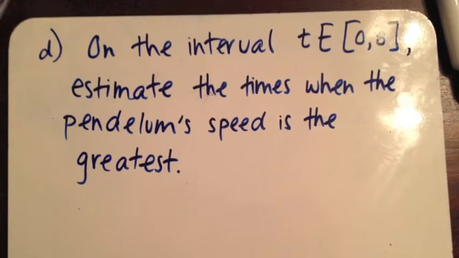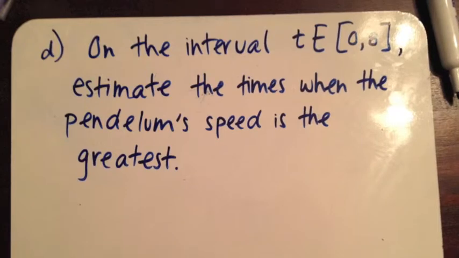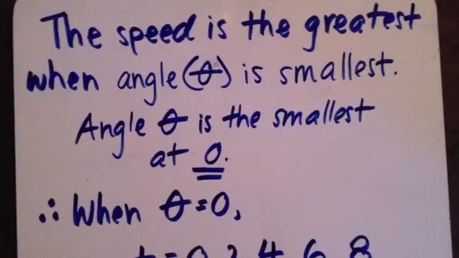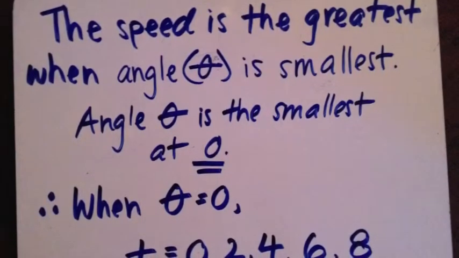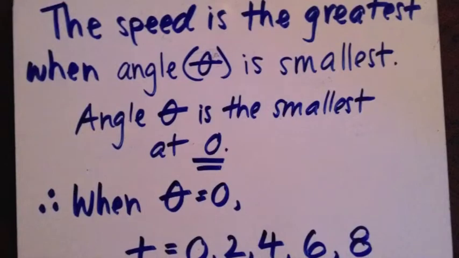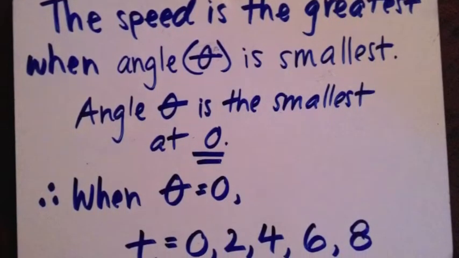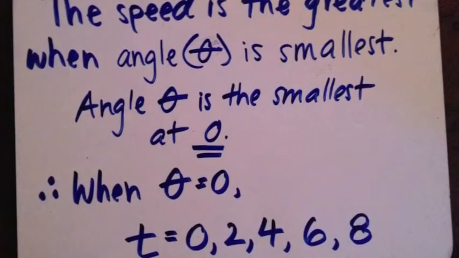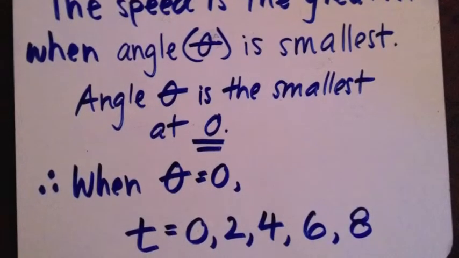D. On the interval t 0 to 8 seconds, estimate the times when the pendulum's speed is the greatest. The speed is the greatest when angle theta in radians is smallest. Angle theta is the smallest at 0. When theta equals 0, t equals 0, 2, 4, 6, and 8. Therefore, the speed is the greatest at 0, 2, 4, 6, and 8 seconds.